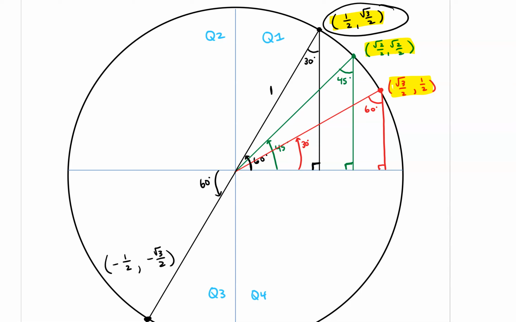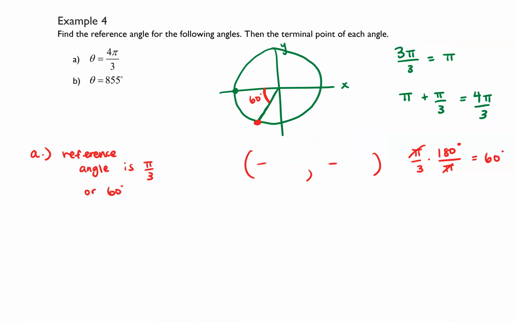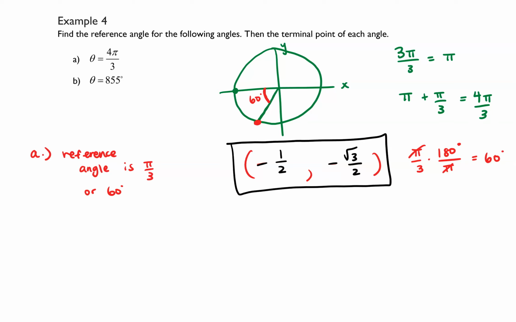So that basically has helped us answer the question that we were just looking at. And so to reiterate, this is going to be negative 1/2, and this is going to be negative root 3 over 2. And so that is the terminal point for 4 pi over 3.